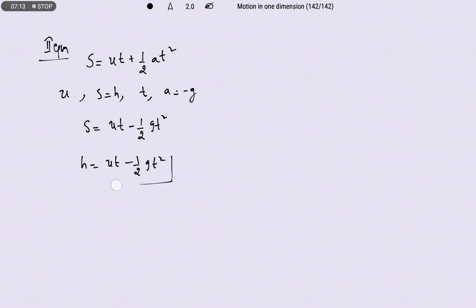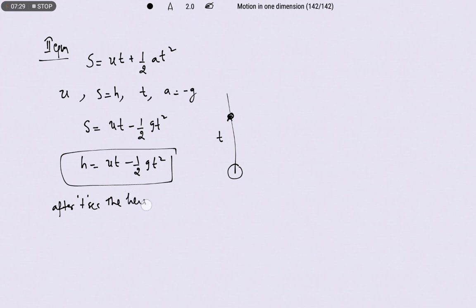In the place of this s we can write ut minus half gt square. So what is the small h? The small h is nothing but, after time t, the vertical distance after t seconds, the height of the object above the surface of earth. So at any instant of time we are going to calculate the height of the object.